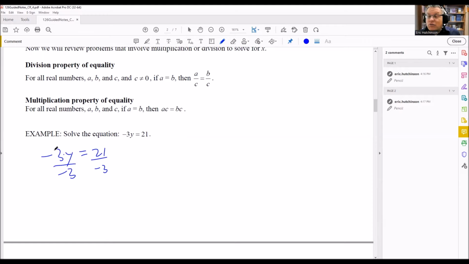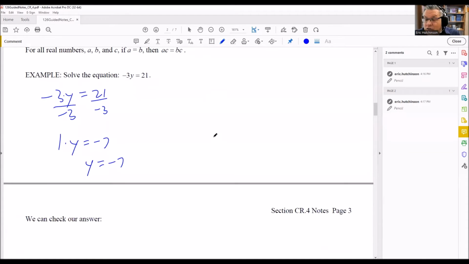Now, if I take negative 3 over negative 3, I get a 1 from that. So I have 1y will equal negative 7. And the 1 I don't need to show, so I can just write it as y equals negative 7. And that would be my answer. So that's how you would use the division property in order to solve that.